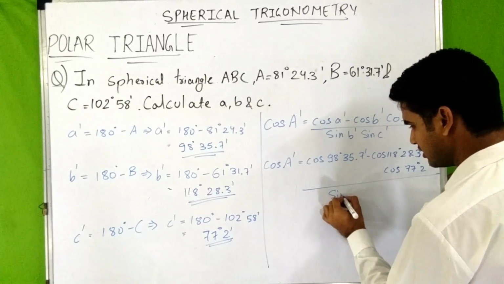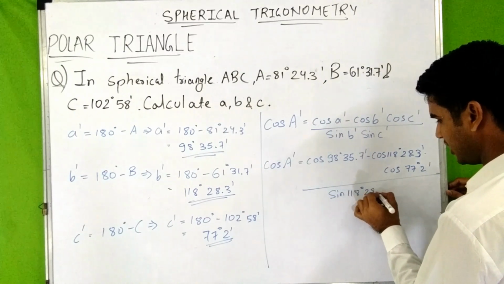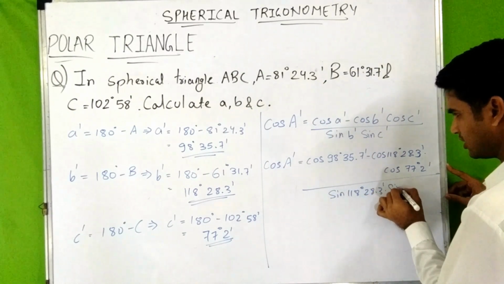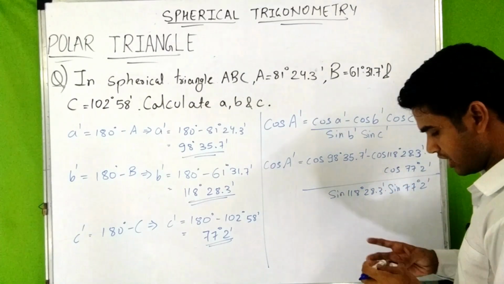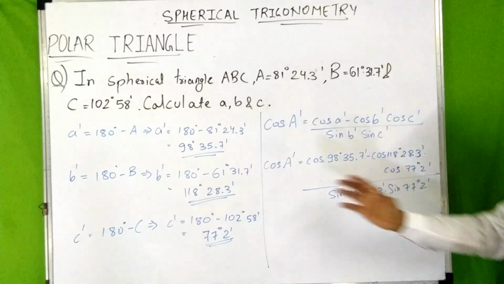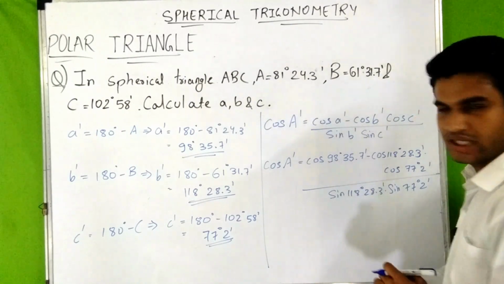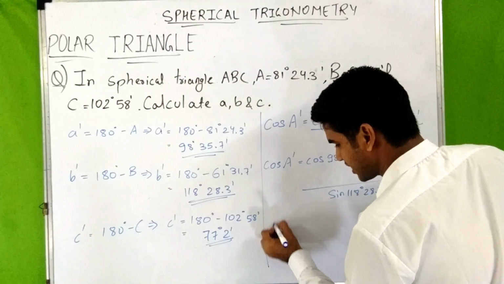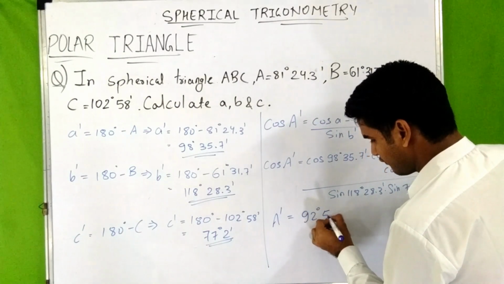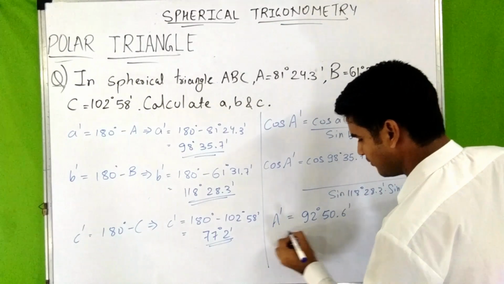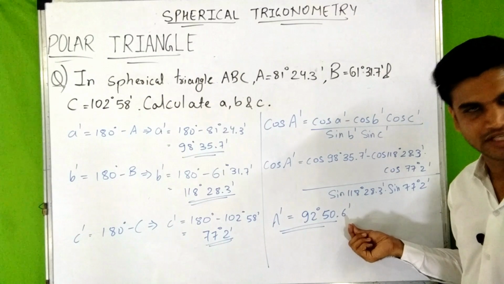Whole divided by sin small b dash, that is 118 degree 28.3 minutes, into sin small c dash, that is 77 degree and 2 minutes. And when you put all this in the calculator and take cos inverse, as we were doing in the cosine formula, you will get capital A dash is equal to 92 degree 50.6 minutes.